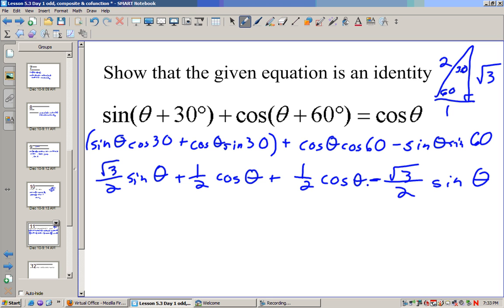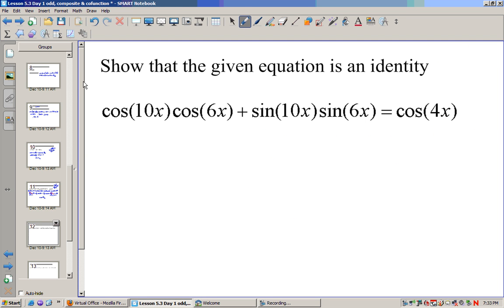Now we look for like terms. We have a sine of theta and a sine of theta. Well, that's root 3 over 2 minus root 3 over 2, which will go away nicely. And now our cosines, half cosine plus half cosine, is 1 full cosine. And we are done with our proof.